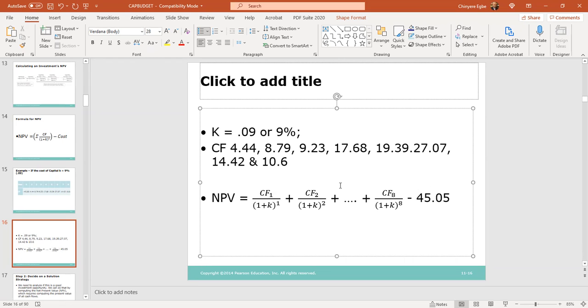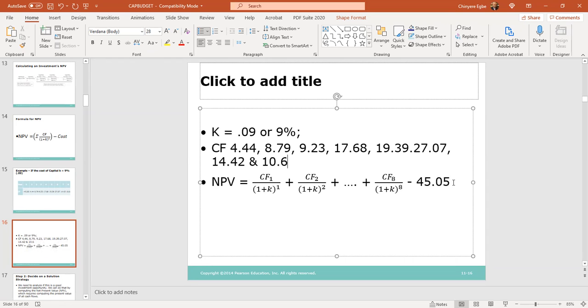Okay, so now what we're going to do is plug in these cash flows into that formula. That's the simple thing. It's not a heroic thing to do, and you can do it on a spreadsheet. I'm going to illustrate it here with the first one, and then I will do it on a spreadsheet, which is very easy.